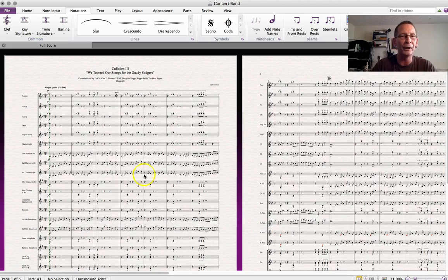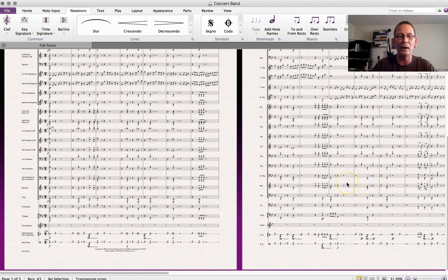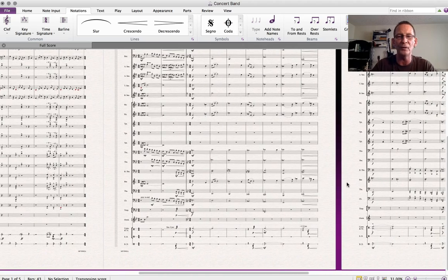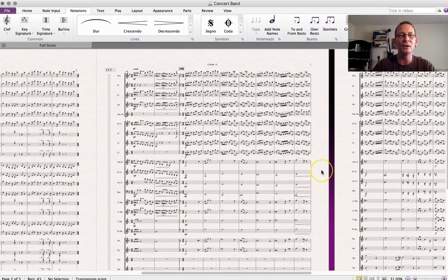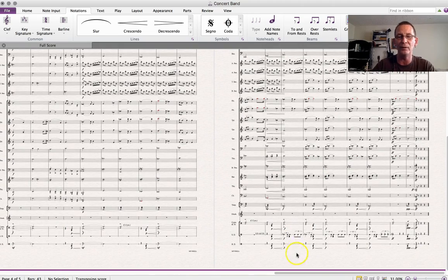I mean, you can look here at this full score, and there's nothing used here that we didn't talk about. There's nothing on this score anywhere that we didn't talk about. We talked about everything that's on this score. And this is a full concert score, and we've talked about everything that's on here. Everything that's on here, we've discussed.